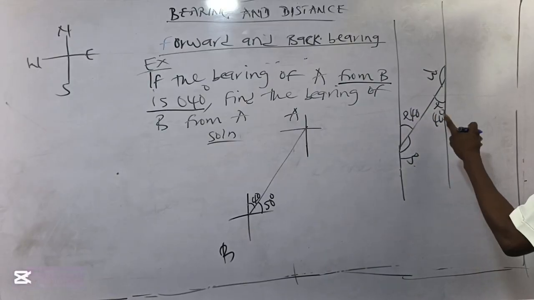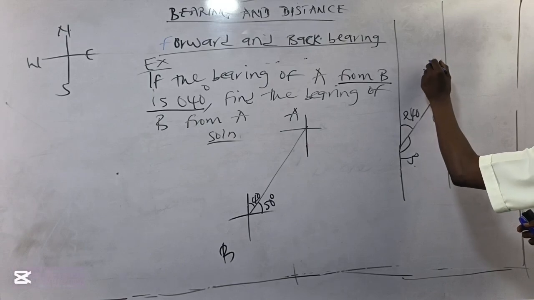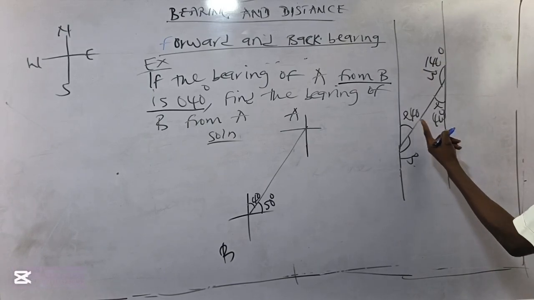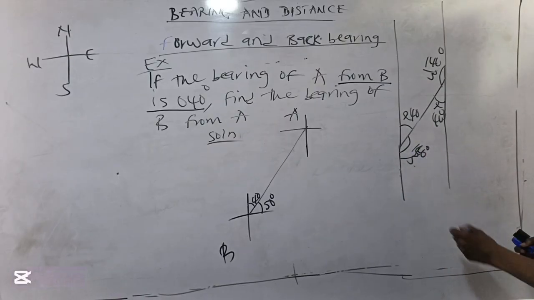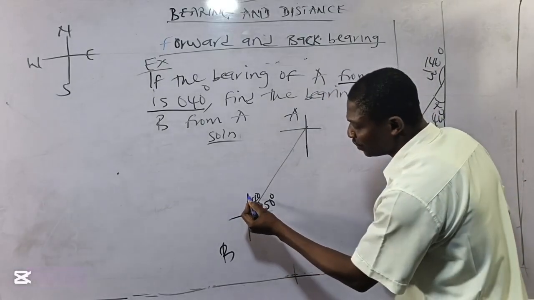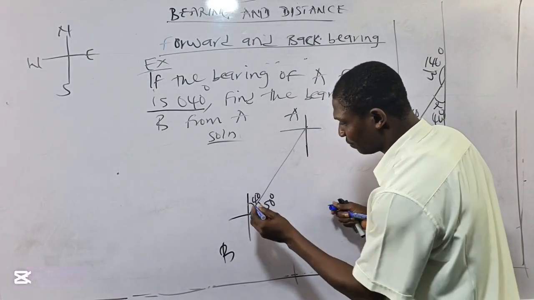And if this is 40 degree, you know if this is a straight line, here becomes 140 degree. And this is also 40 degree. Here is a straight line as well, here becomes 140 degree. So take note of alternate angles when you are doing bearing. So this is forming Z. You can see it. This is forming Z.